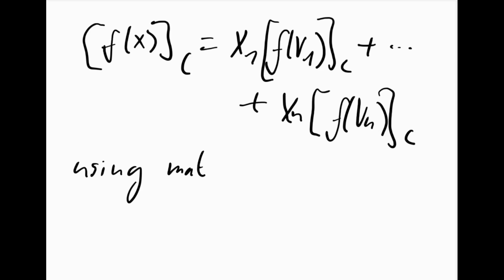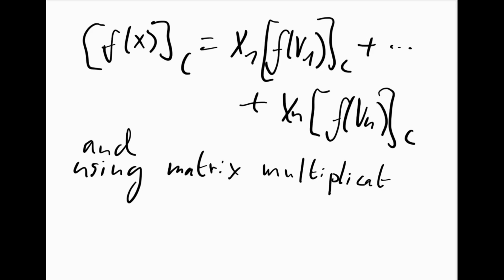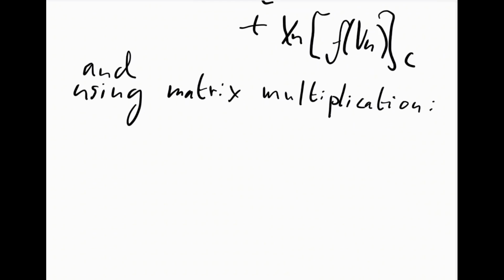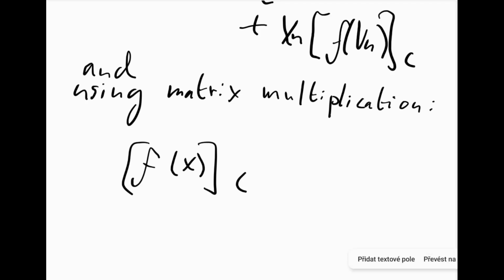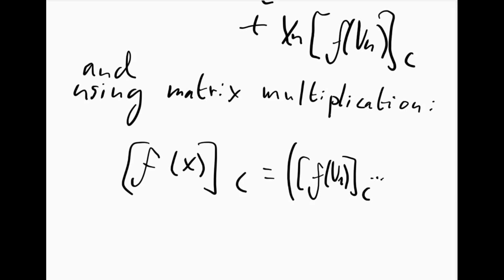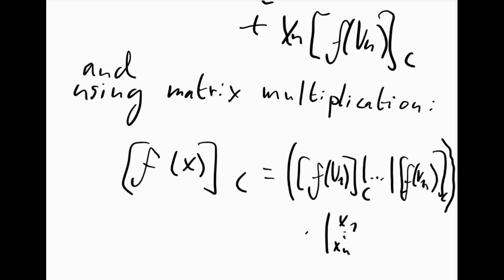And this, using matrix multiplication, we can write as such. f of x with respect to C is equal to this matrix that consists of these column vectors, f of v1 until f of vn, all with respect to C, as a matrix, and all that multiplied by this column vector x1 till xn.